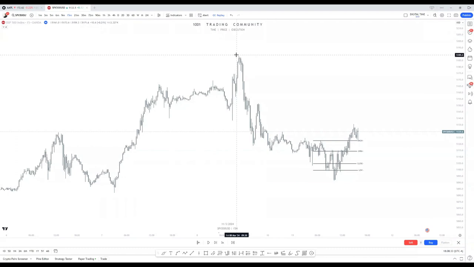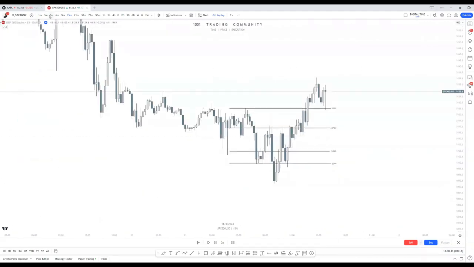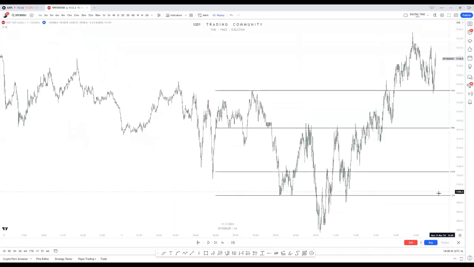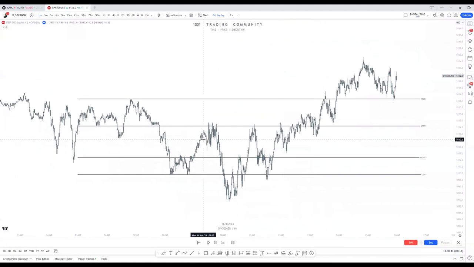The range. We're in discount. We hit a 4-hour PD array. Possible long opportunity. Now, let's look intraday and see what's going on. So here we have, let me jump into the separate chart just to have that chart on the side to make it easier to understand.